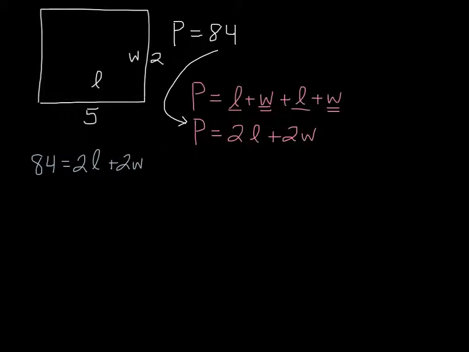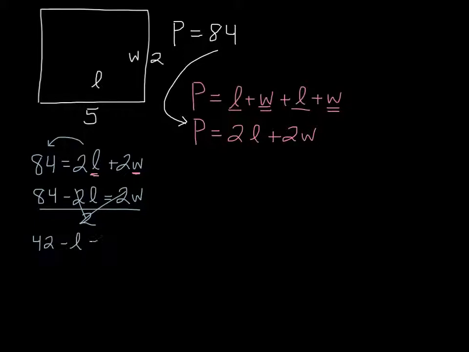And then I can solve for either one of these two variables, either the L or the W. I think I'll solve for the W. So I'm going to move this over here: 84 minus 2 times the length is equal to 2 times the width. And I'm going to divide everything by 2. So these cancel, those cancel, and I get 42 minus L is equal to the width.